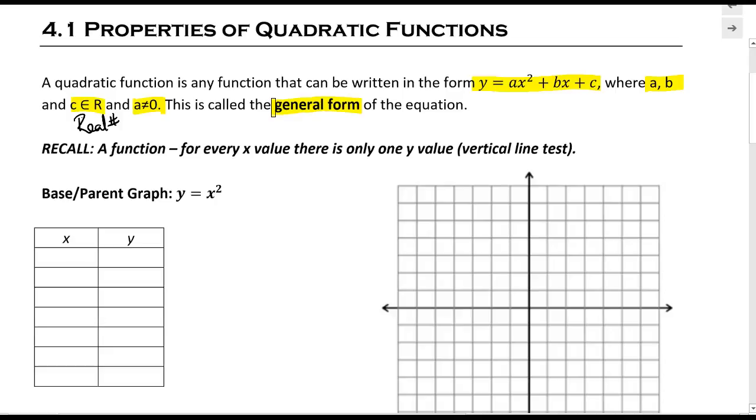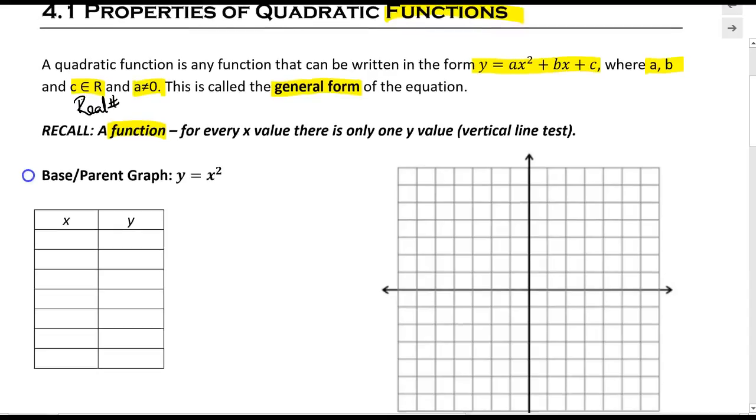So a function is any equation that can be described as having one y value for any x value. And so we can do the vertical line test to check. That's why now we're calling it not only an equation, but a function, because it does pass this test.